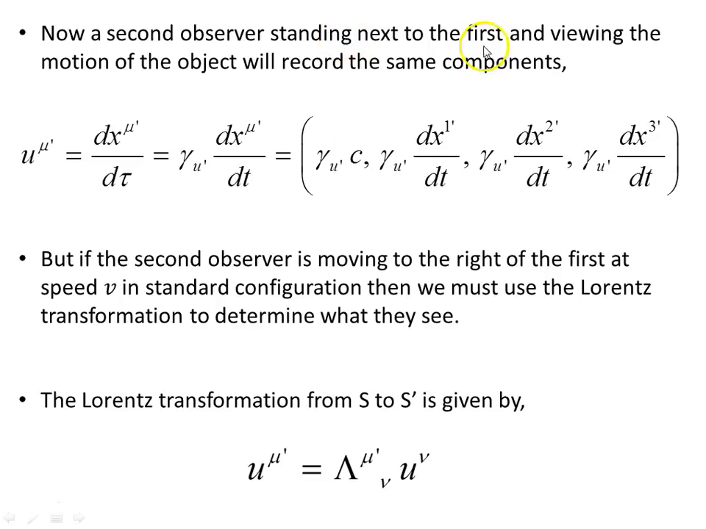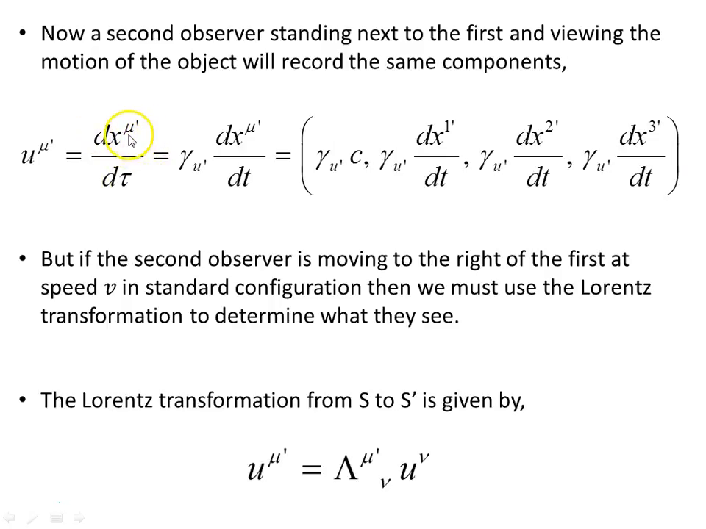A second observer standing perhaps next to the first and viewing the motion of the object will record the same components. U superscript mu prime, the prime indicating a second separate observer. Now there may be relative motion between the observers, they may be standing next to each other, they may be a distance from each other, but there's a second observer and they're recording movement.